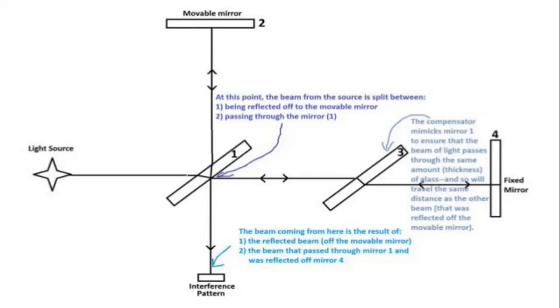So the first point of section is the beam splitter. At this point the beam from the source is split into two, one being reflected off to the movable mirror and the other passing through to the fixed mirror, and this is the compensating plate. The compensator ensures that the beam of light passes through the same amount of thickness, so that it travels the same distance as the other beam.